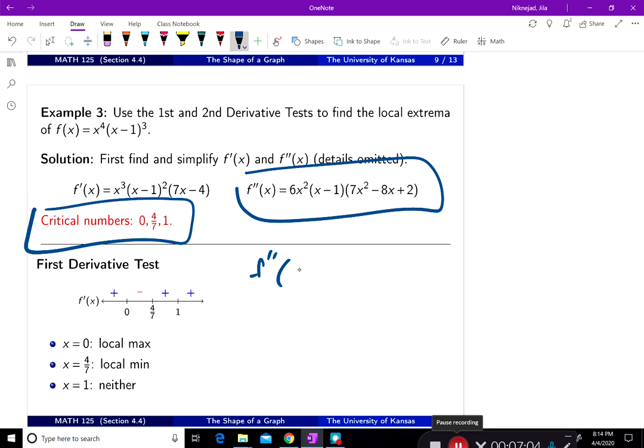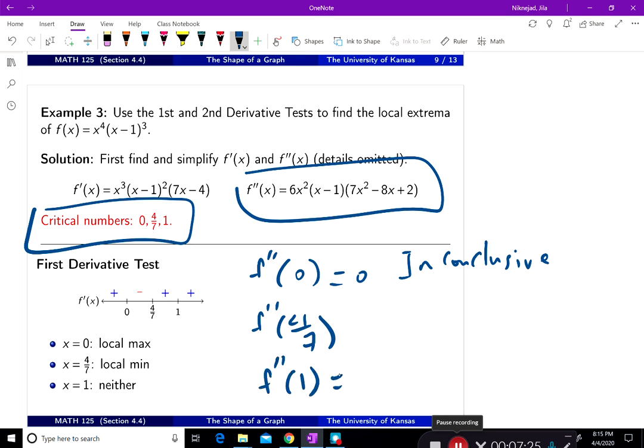So I have to figure out f double prime of 0, which if I plug in here, I get 0. So that is not helpful. It's going to say inconclusive. Then I have to find f double prime of 4/5. And then I have to find f double prime of 1. F double prime of 1 is going to be, again, 0. It's going to be inconclusive.